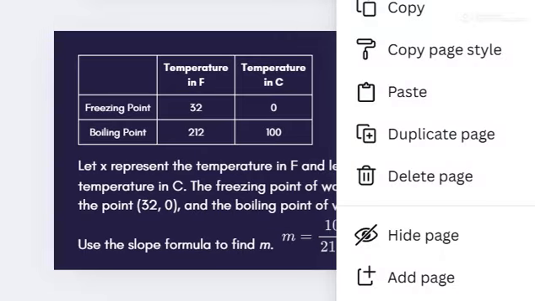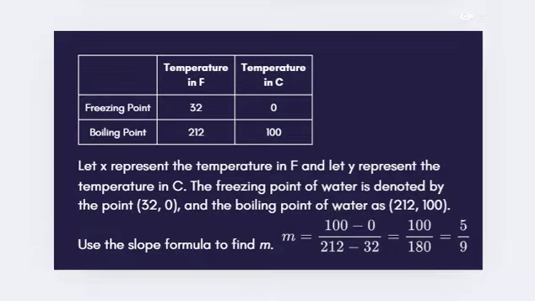We'll do this together. So let x represent the temperature in Fahrenheit and let y represent the temperature in Celsius. The freezing point of water is denoted by the point 32, 0 and the boiling point of water as 212, 100. So we're going to use the slope formula to find m. So 100 minus 0 over 212 minus 32 is equal to 100 over 180, which reduces to 5/9. Our slope is 5/9. Our rate of change is 5/9.